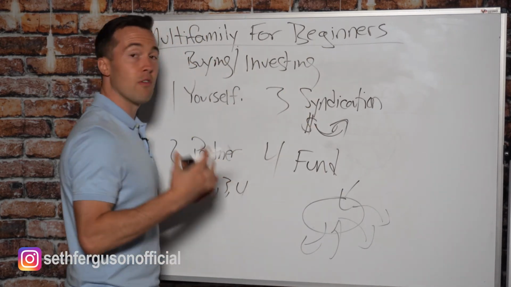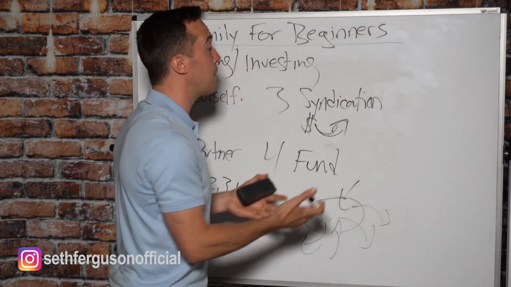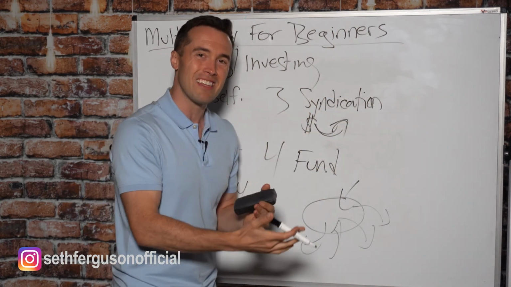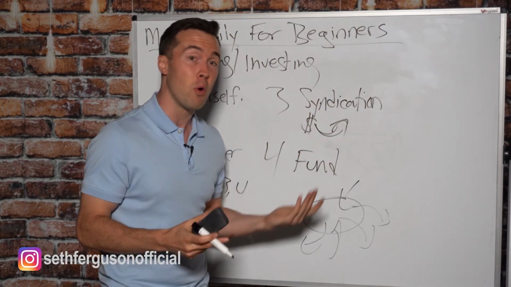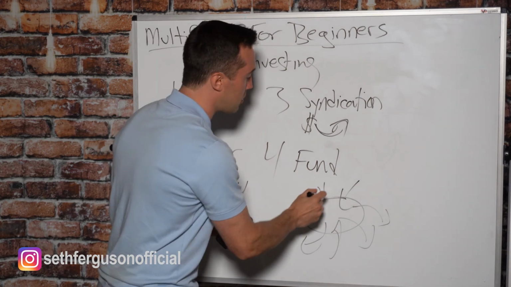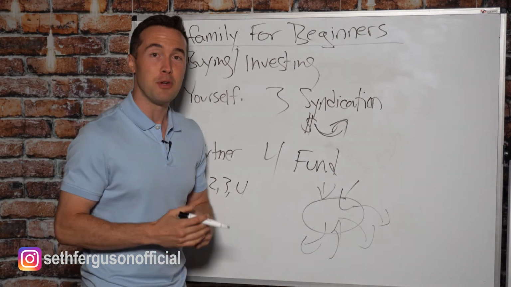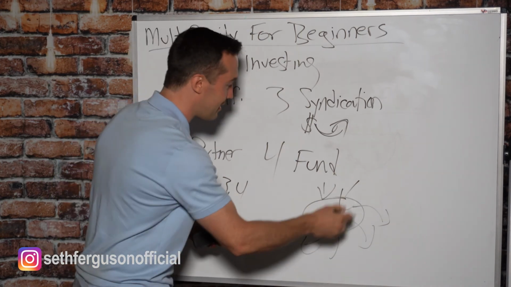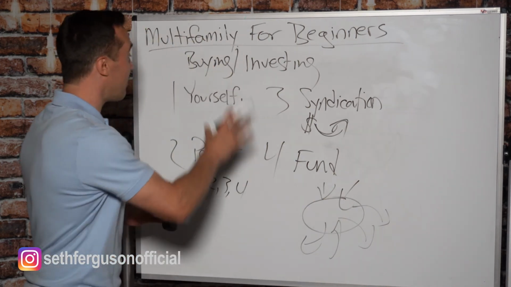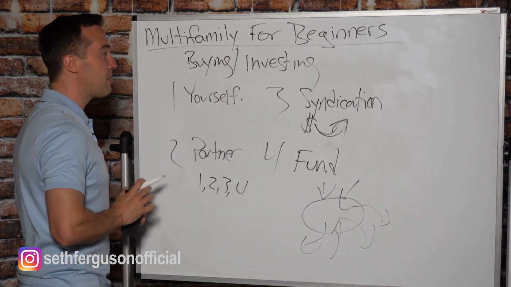With the syndication, you have more control because it's on a deal-by-deal basis. So you can really say, yes, I like this property, I'll invest, or no, I won't. With the fund, you say yes or no to the fund criteria, and then the fund goes out and deploys the money to earn a good return per the fund criteria. So these are the 4 ways you can actually acquire a multifamily property.